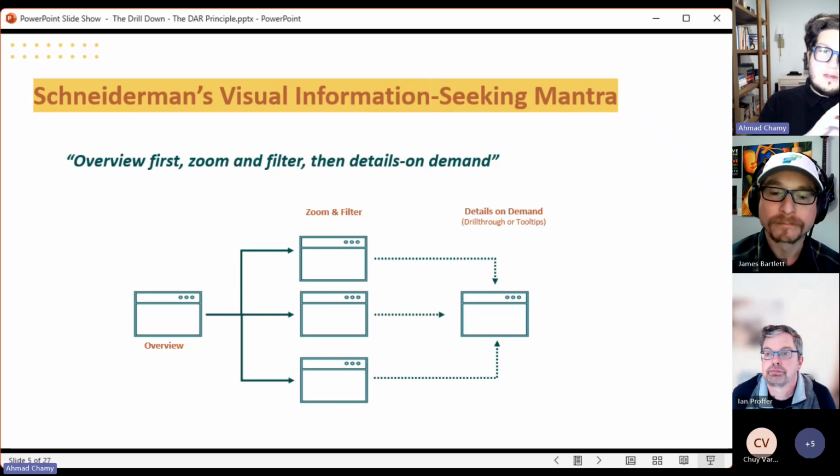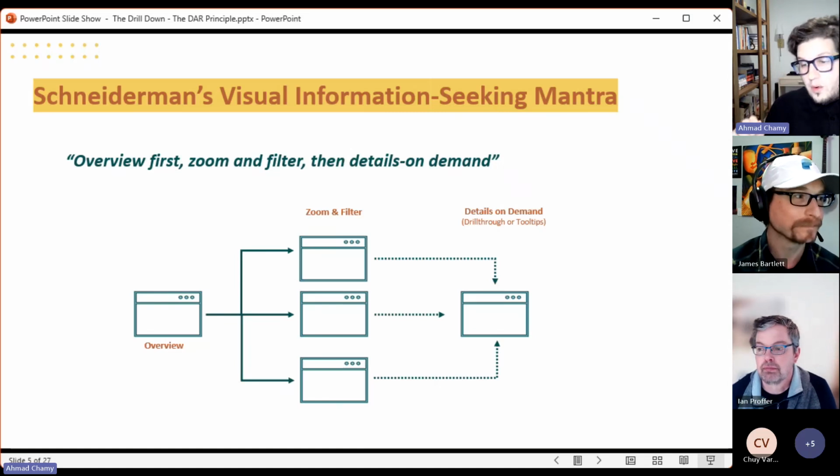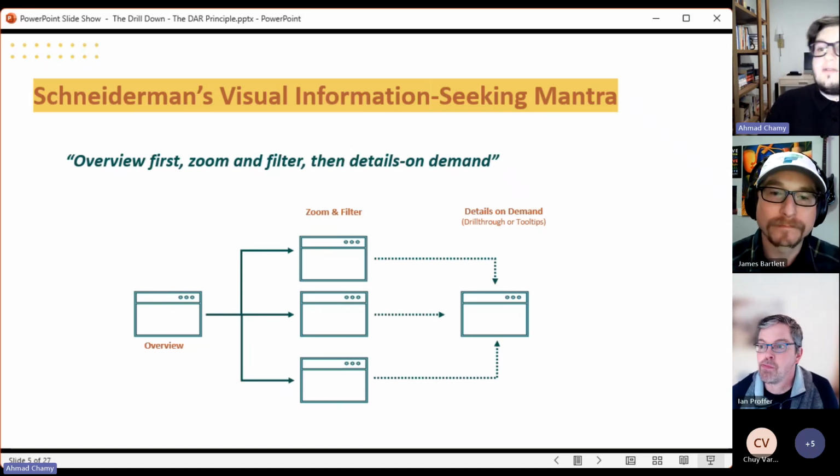And then I'll have these details on demand, or essentially drill through pages or tooltip pages, that will contain further details should they require that information. And I've coined a term that I use, the hierarchy of granularity.